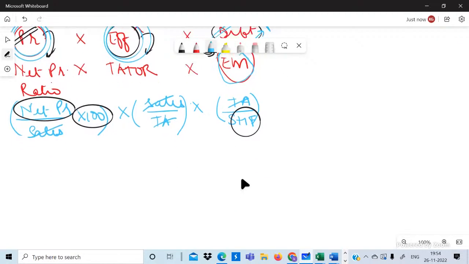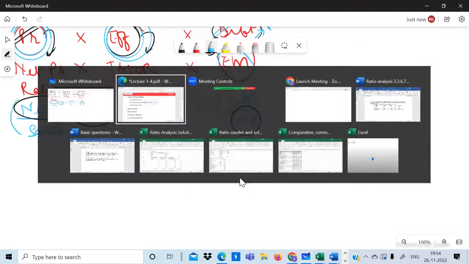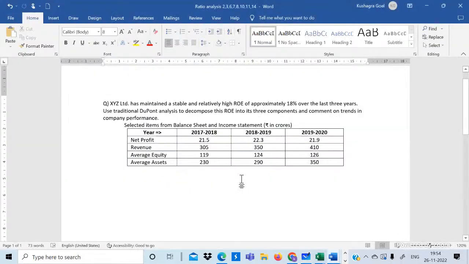Any questions on this before we look at a few questions on DuPont, and maybe a few small questions where we just do simple calculations, and then look at a big caselet on ratios. And then we can take a break.